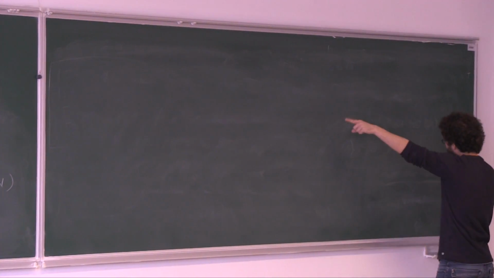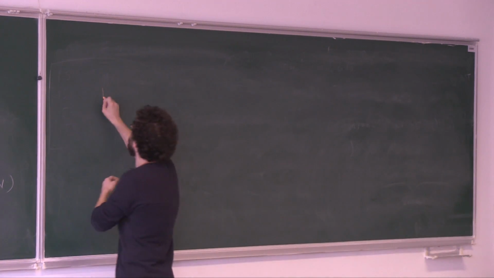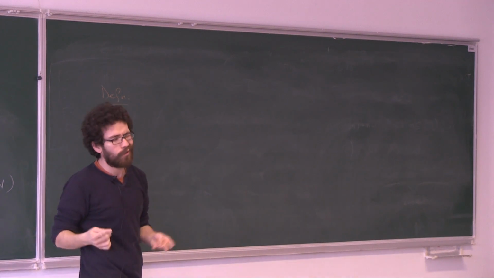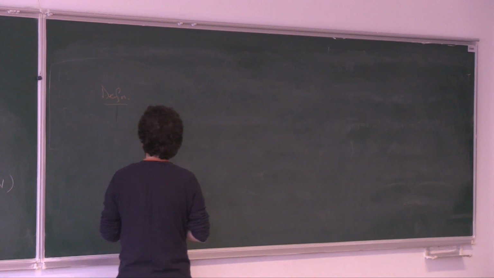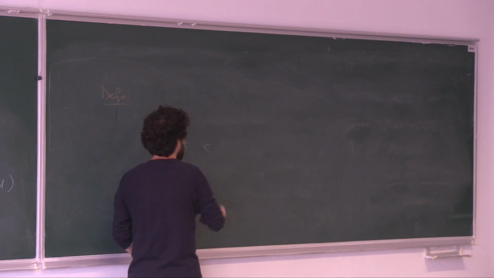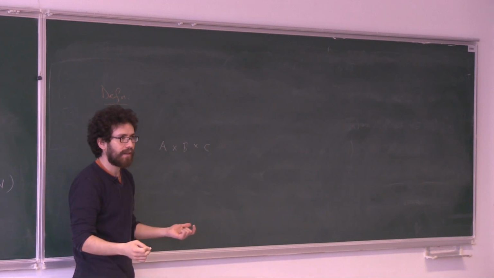There are a couple ways to do this, defining n-fold Cartesian products. All of them turn out to be equivalent in a sense. I'll explain what that means. Now, let's say that I have sets A, B, C. I want to define A cross B cross C. How can I do that?